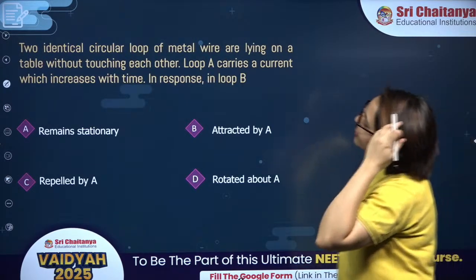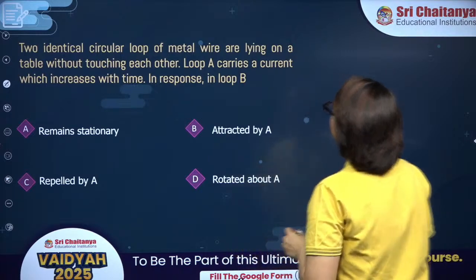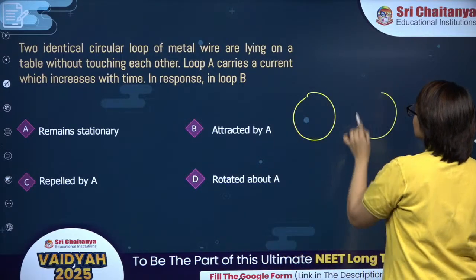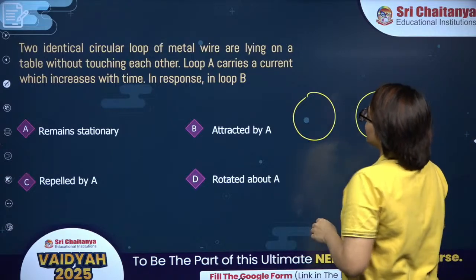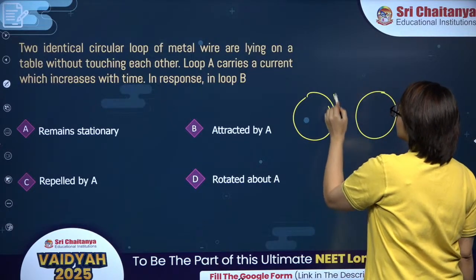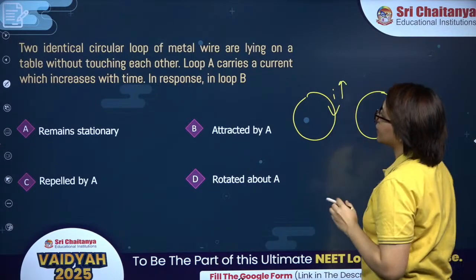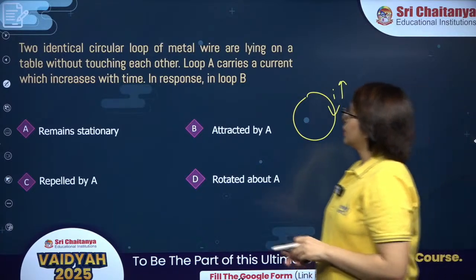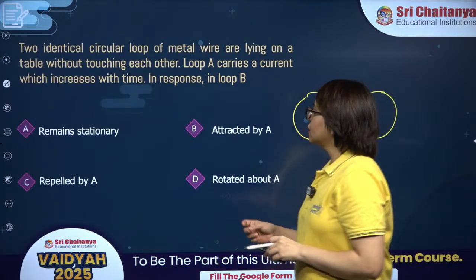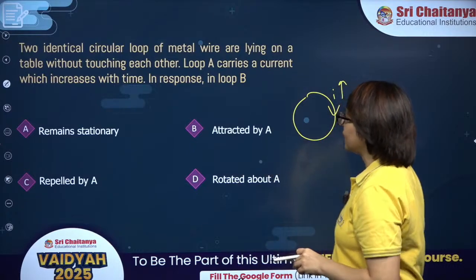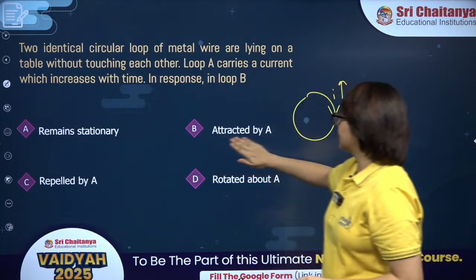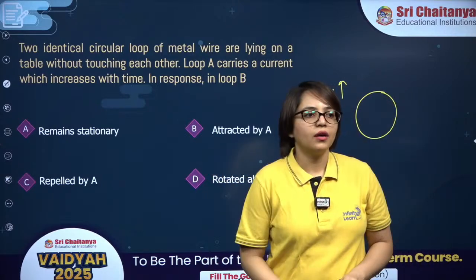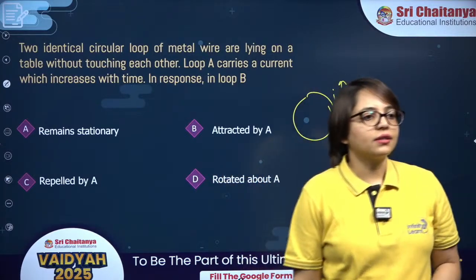Two identical circular loops of metal wire are lying on the table without touching each other like this. Loop A carries a current which increases with time. In response, in loop B, the current remains stationary, the loop B remains stationary, it is attracted by A, repelled by A, or rotated about A. What should be the correct answer?